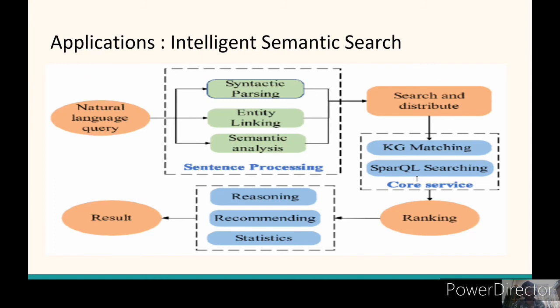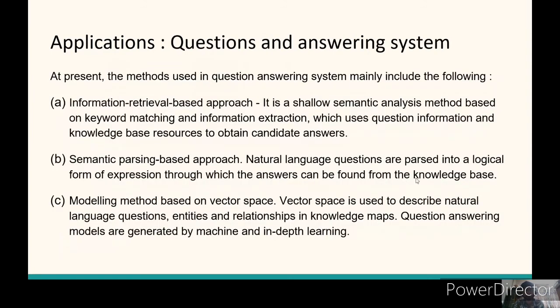Let us now move to question and answering system. The knowledge map technology of crop diseases and insect pests can be applied to a new generation of agricultural system model and knowledge question and answer products, and can help accelerate agricultural innovation and meet the demand for the automatic acquisition of agricultural knowledge. At present, the methods used in question and answering system mainly include the following.